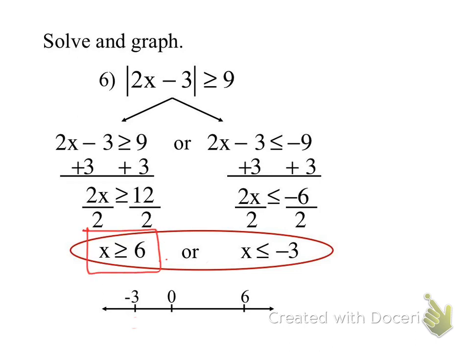I'm starting at the 6. It's a solid circle, and I'm going to the right. It's bigger than.